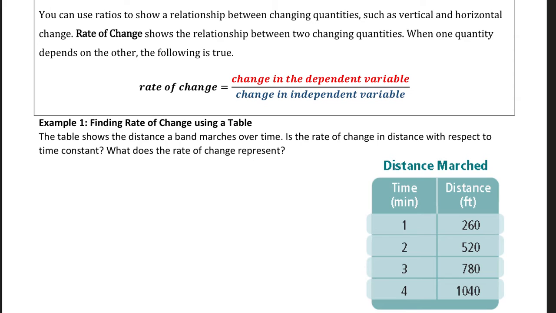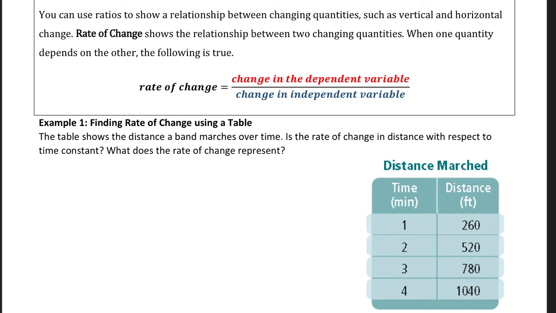You can use ratios to show a relationship between changing quantities, such as vertical and horizontal change. Vertical meaning up and down, horizontal meaning left to right. The rate of change shows the relationship between two changing quantities. When one quantity depends on the other, the following is true.